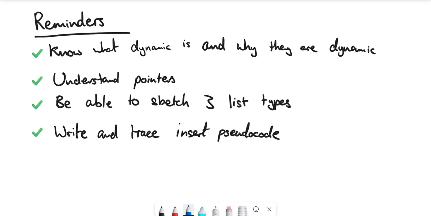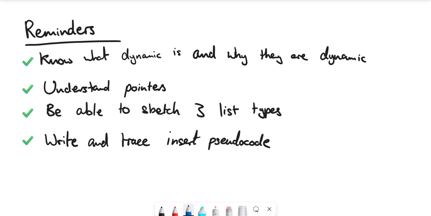So just a few reminders. You need to know what dynamic is and why they are dynamic. You need to know what makes linked lists dynamic. Understand how nodes link using pointers. You need to be able to draw 3 different types of linked lists, which are a singly linked list, a doubly linked list, and a circular linked list. You need to be confident in writing or tracing basic pseudocode, especially for insertion. This wraps up 5.1.11 to 5.1.13 on linked lists.